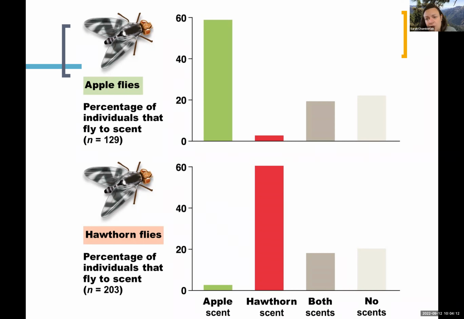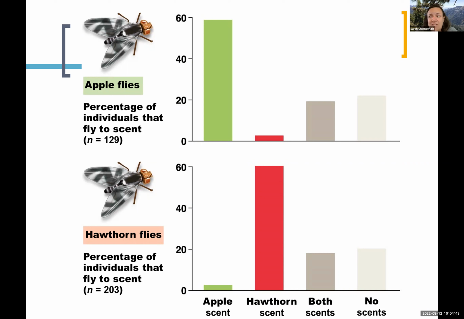You're not getting it in the grocery store, so you probably haven't heard of it before. But it's another fruit that fruit flies like to use. Okay. So hawthorn flies are very similar to apple flies. They came from an original, same population, right? But they prefer that hawthorn scent.